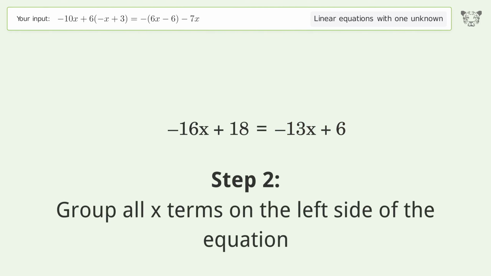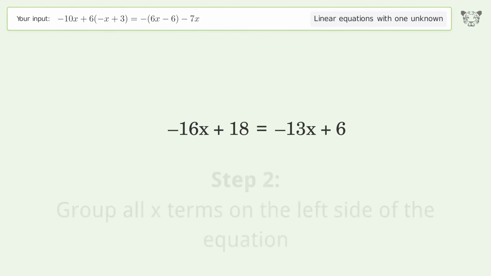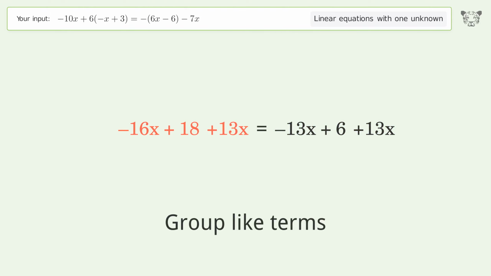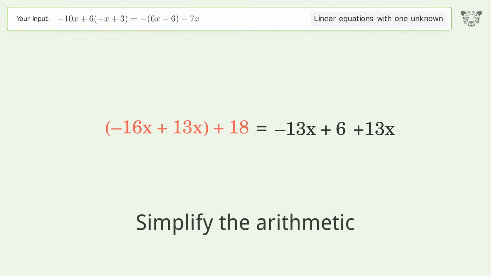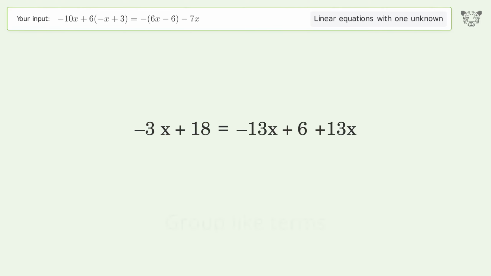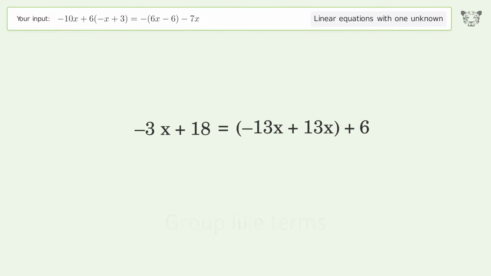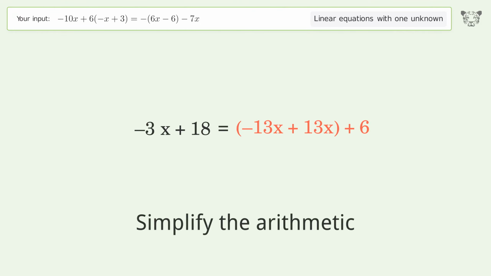Group all x terms on the left side of the equation. Add 13x to both sides. Group like terms. Simplify the arithmetic. Group like terms. Simplify the arithmetic.